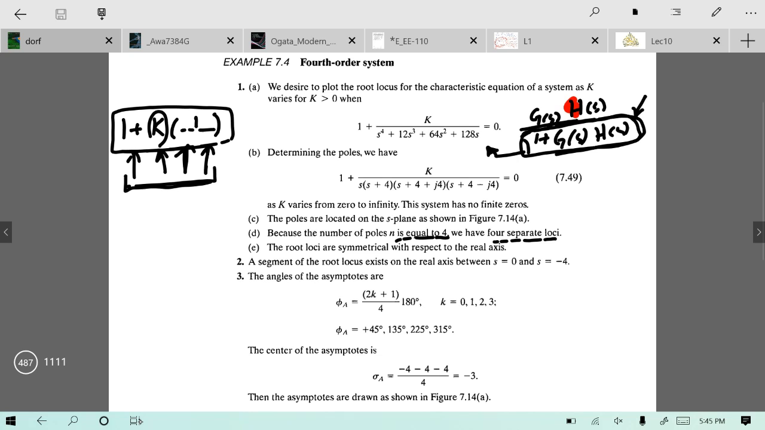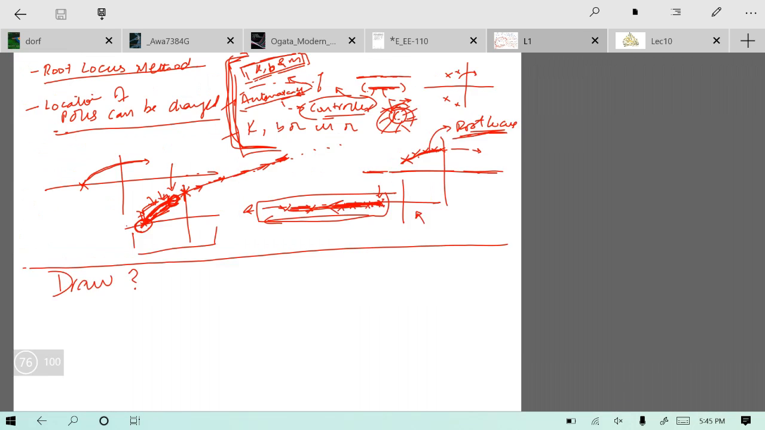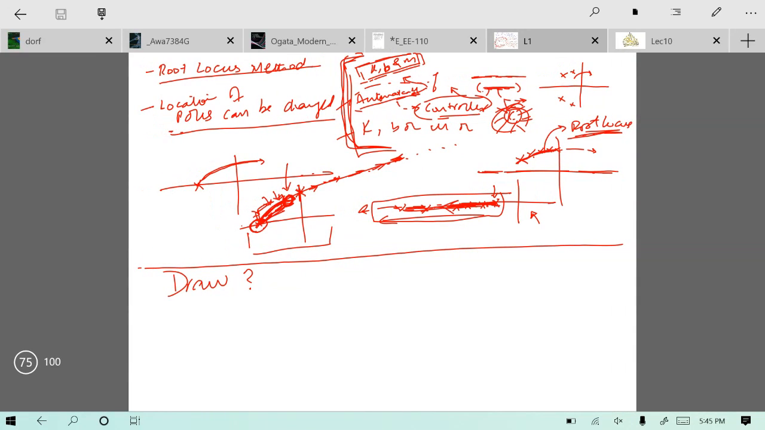What is the second step? Second step is, so let me write the steps as well. So step 1 is to plot the poles of the system.